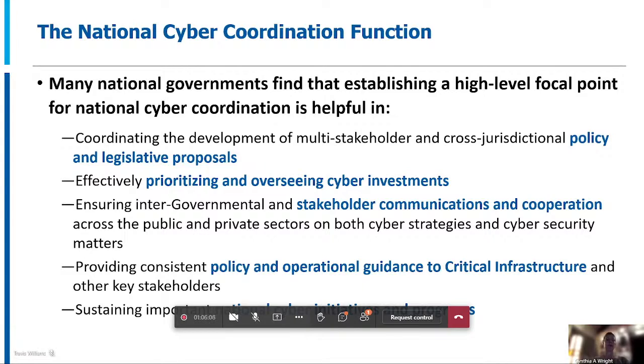And then finally, they oversee implementation to make sure that national cyber initiatives and programs, once they're started, can be sustained. Next slide, please.